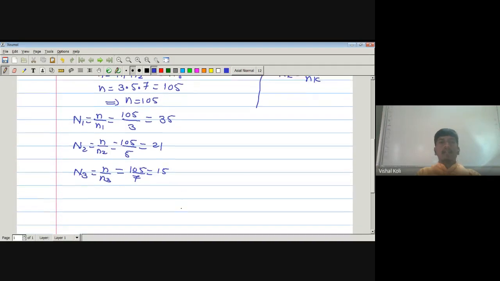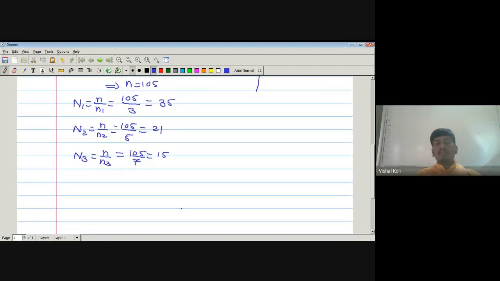Now here we have to find out the values of x1, x2, x3, since we have to prove that x bar equal to a1 N1 x1 plus a2 N2 x2 plus up to so on ar Nr xr is the simultaneous solution of the given system of linear congruence. And here we already have the values of a1, a2, a3, and we have found the values of N1, N2, N3. Therefore it remains to find the values of x1, x2 and x3.